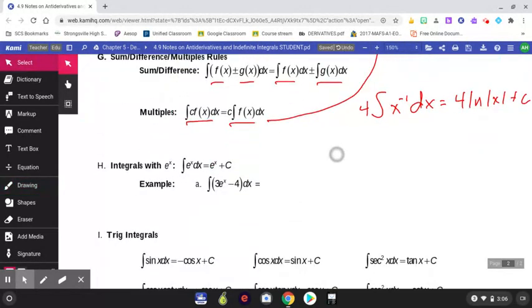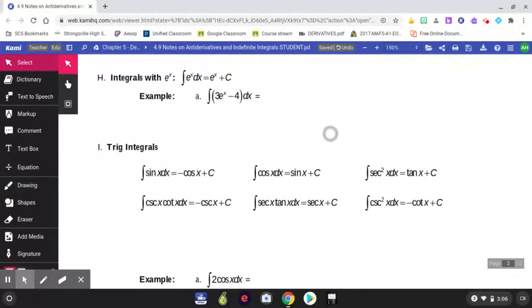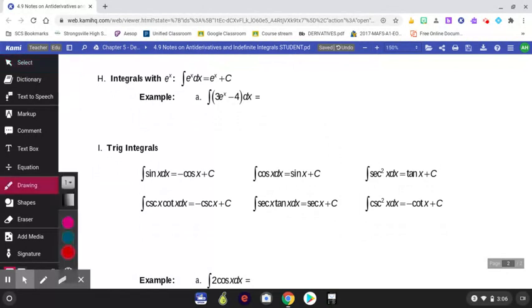All right, let's talk about e to the x next. e to the x is one of my favorite functions because the derivative of e to the x is e to the x, and the antiderivative of e to the x is also itself plus c.